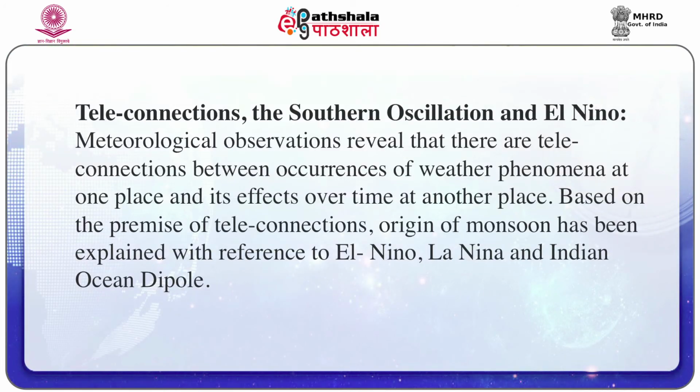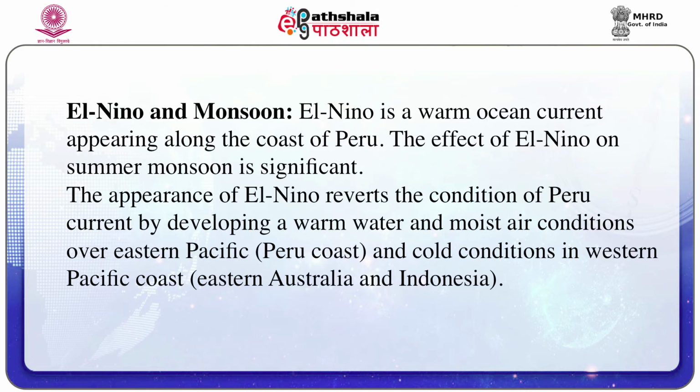Next, teleconnections and southern oscillation. The El Nino meteorological observations reveal that there are teleconnections between the occurrence of weather phenomena at one place and its effects over time at another place. Based on the premise of teleconnections, the origin of monsoon has been explained with reference to El Nino, La Nina and Indian Ocean dipole. El Nino and the monsoon. The effect of El Nino on summer monsoon is significant. El Nino is a warm ocean current appearing along the coast of Peru.